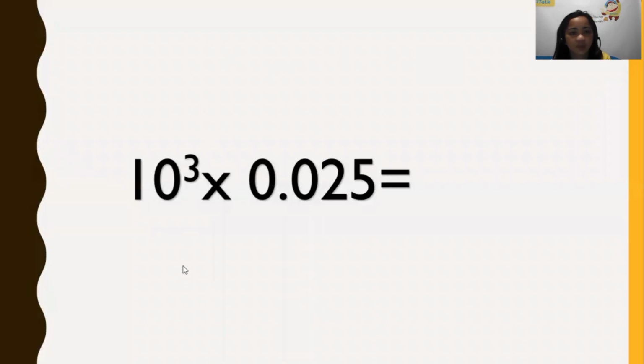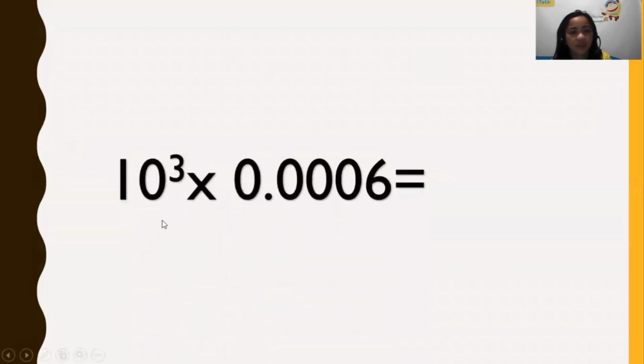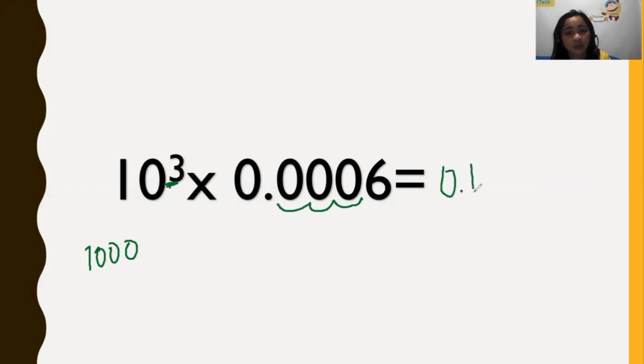And then, let's have 10 cubed times 610 thousandths. Again, pag 10 cubed, that means 1,000. So, we move 3 places to the right. 1, 2, 3. So, magiging 0.6 na lamang siya. Aalisin mo na itong mga 0 dito, or 6 tenths. Let's have, meron pa ba?